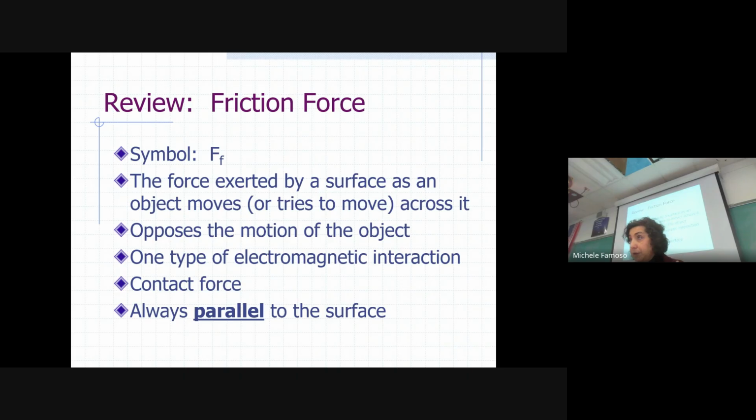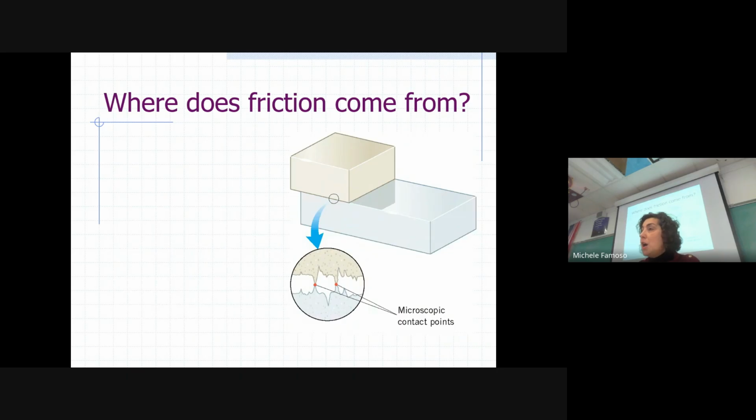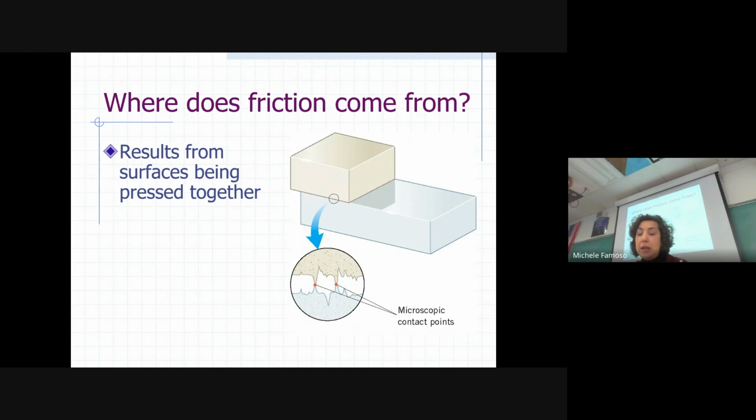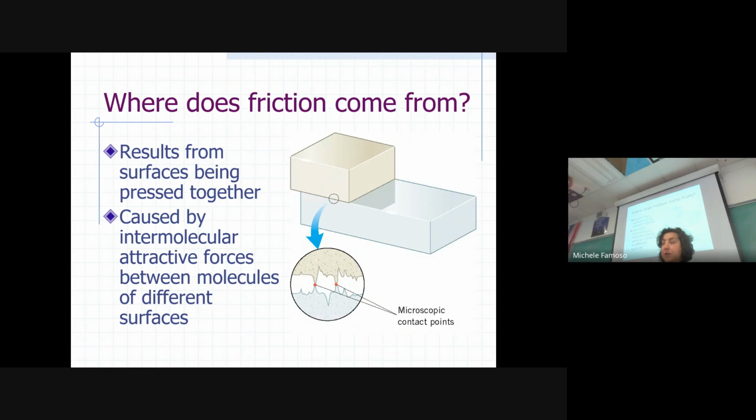Let's now get to the new stuff. Where is friction coming from? As I mentioned in that previous slide, this is an electromagnetic interaction that comes from surfaces being pressed together. I don't care what type of surfaces you have. My desk feels really smooth, but if I put my desk under a microscope, it's going to look really rough and jagged. Another surface it's in contact with will also be rough and jagged.